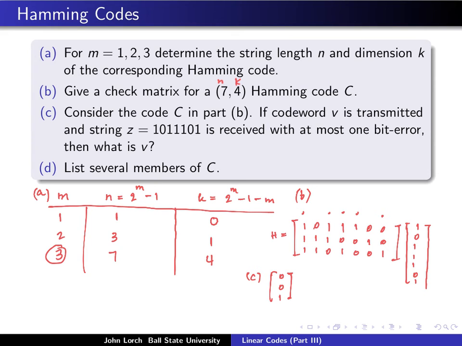And so I look throughout my check matrix H for the column that has 0, 0, 1 in it. And there it is. It's the 7th column. And so what that means is that if I'm going to correct Z, I correct the 7th bit. Okay, you might remember this from a prior video on error correction. So V then must be equal to 1, 0, 1, 1, 1, 0, 0.